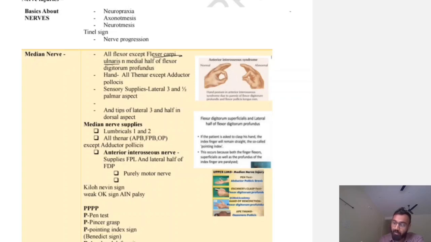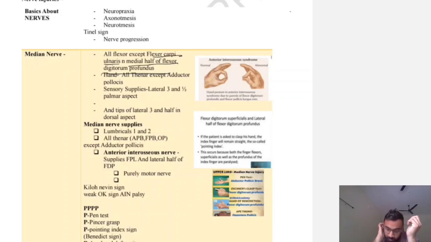Okay, and the medial half of flexor digitorum profundus. Flexor digitorum profundus is a deep muscle in the flexor compartment. The deep muscle has its lateral half supplied by the median nerve and its medial half supplied by the ulnar nerve. Because the ulnar nerve is progressing in the forearm and the medial part of flexor digitorum profundus is coming in between, it is supplied by the ulnar nerve. Okay, now the median nerve is going in the hand. Here are the thenar muscles. It supplies all the thenar muscles except adductor pollicis. Adductor pollicis is supplied by the ulnar nerve.